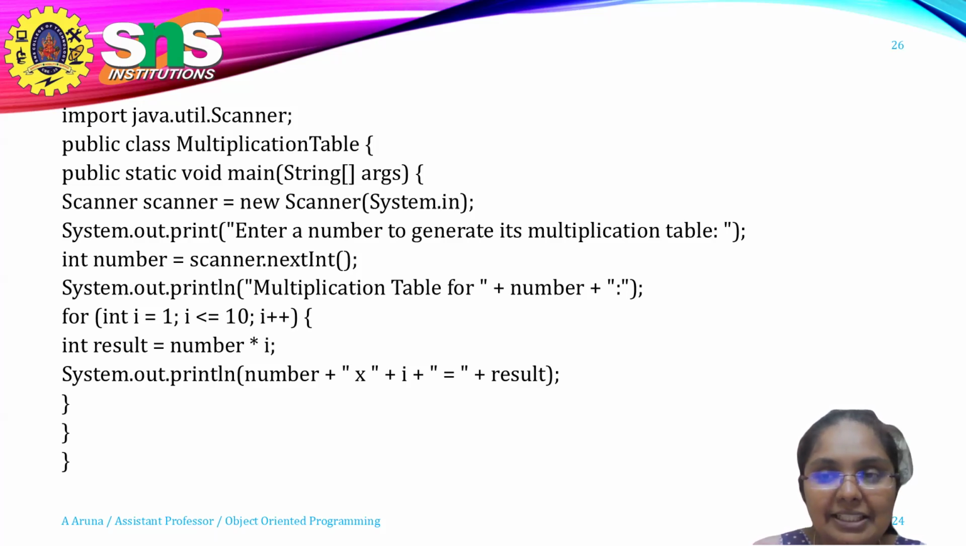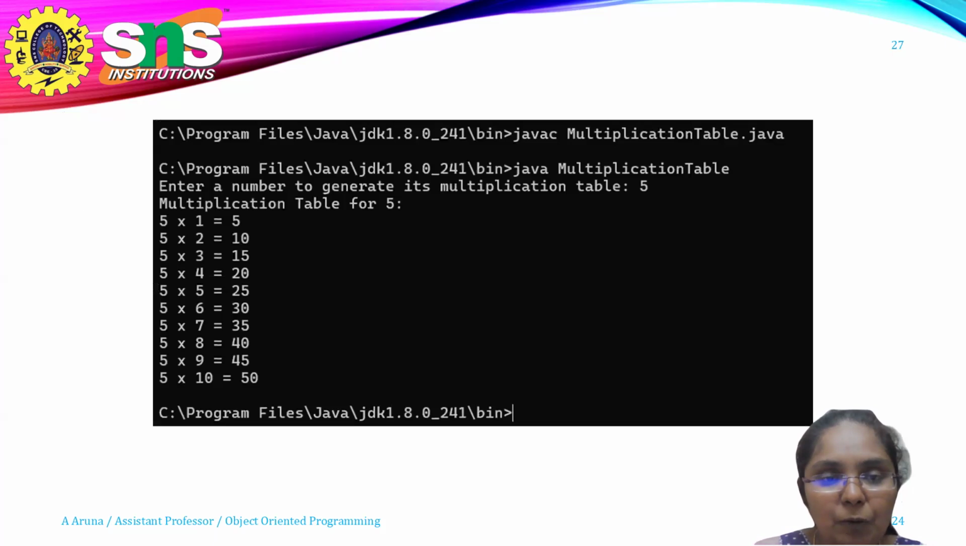After that, I generate the product of multiplicand into multiplier, and the product is stored in result. The number is my constant value, and the i value is incremented as 1, 2 or 3. After that I print the number, then the multiplication symbol, then the i value, which is the incremented value, equal to the resultant value. This is how it is displayed, and this is how we get the output.